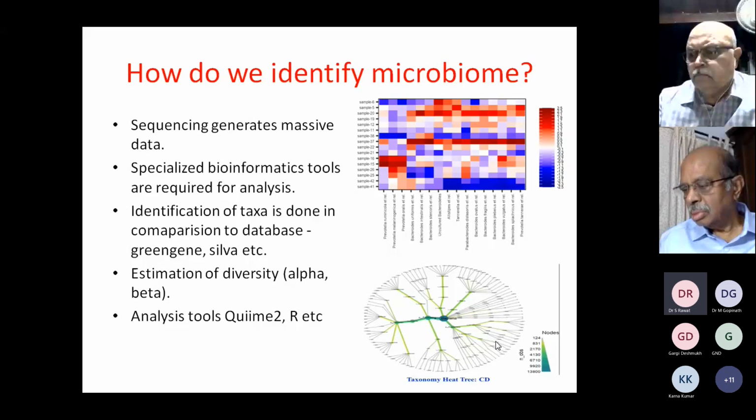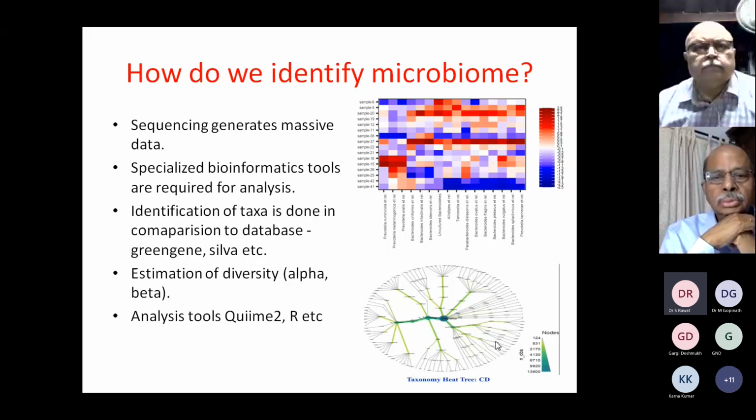Down below, you have a taxonomy heat tree. Here in the center you have all the bacteria, and the bigger the offshoot, the more numerous those bacteria are. Then you have the diversification of that particular phylum, and the individual bacteria that are found are shown as branches. So it is just like the branches of a tree.